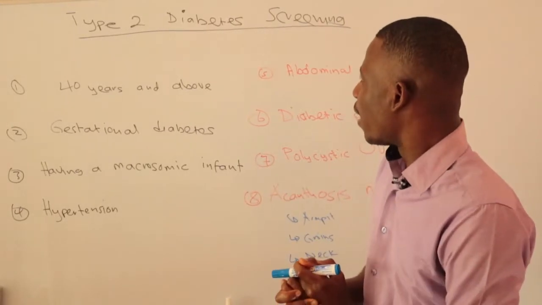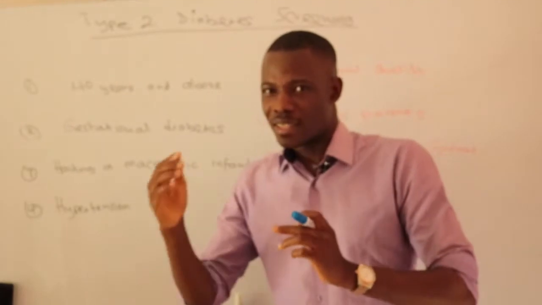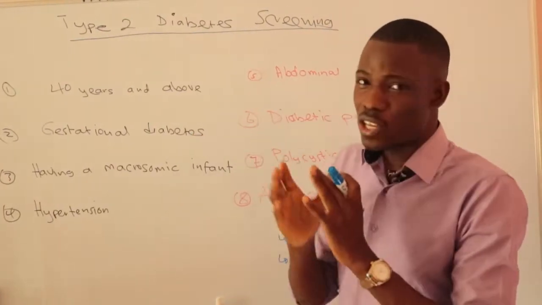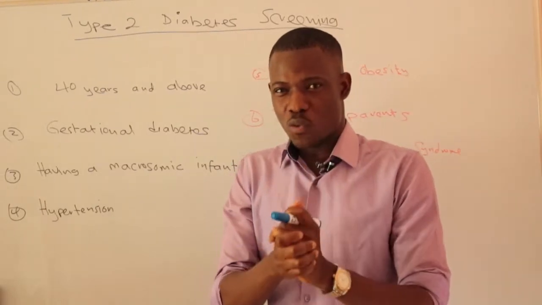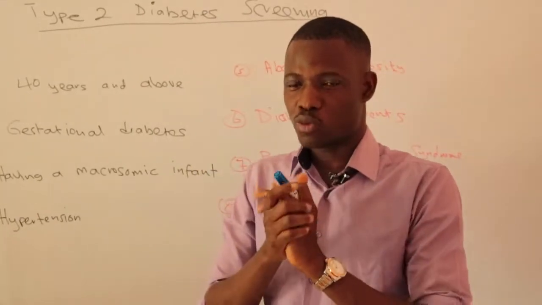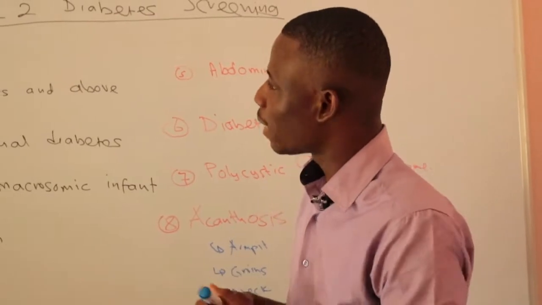Okay, now, type 2 diabetes is more frequent than type 1 diabetes. And I'm going to give you 8 groups of people we need to screen to see if they are about to develop type 2 diabetes. Now, the question I want to ask is, what is type 2 diabetes?